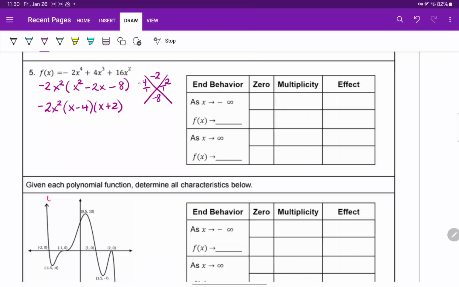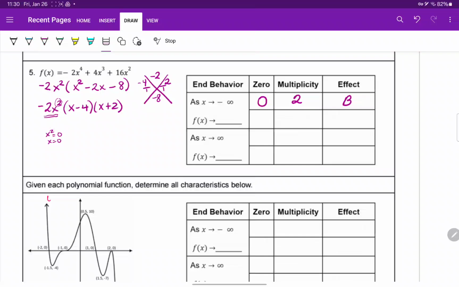Now I can go ahead and put in my zeros. For this first one, if I were to set that equal to 0, and divide by negative 2 and square root both sides, I still get 0. However, the power on this is a 2, which makes this multiplicity 2. That means there's going to be a bounce here.